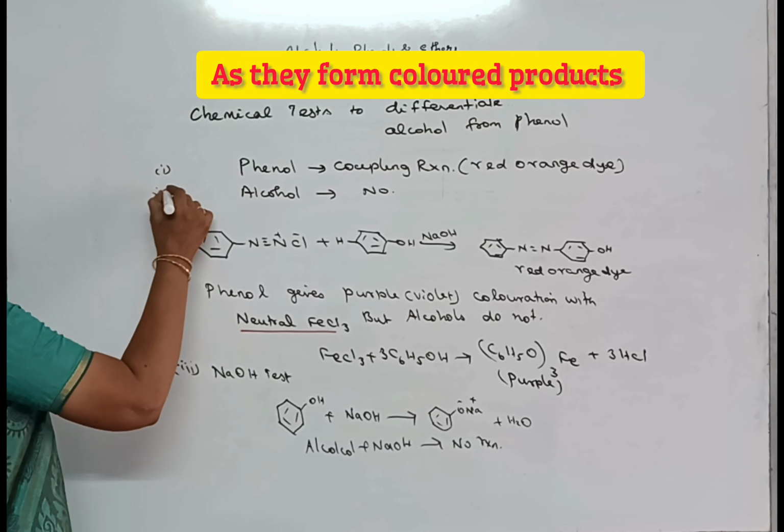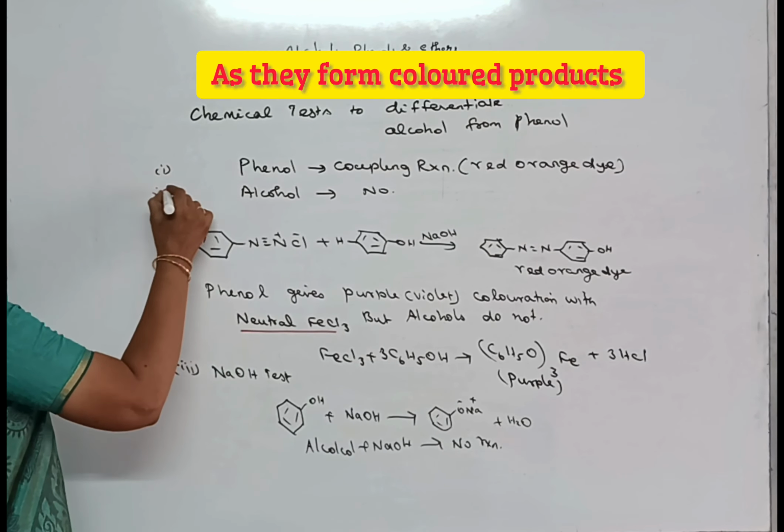And when the question asked is to give a chemical test to differentiate alcohol from phenol, definitely you have to write the chemical equation. You are not supposed to write only the statement. The statement has to agree with the chemical equation. So you have to write the chemical reactions also for the chemical test to differentiate any two compounds.